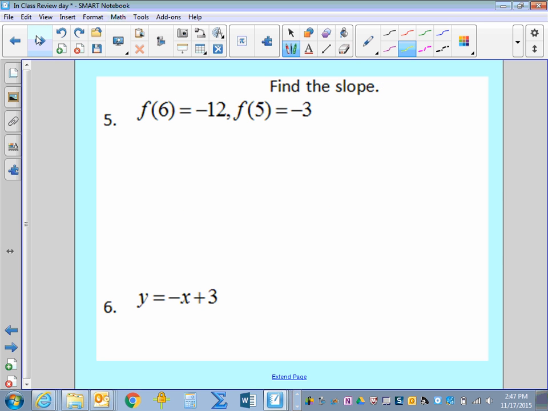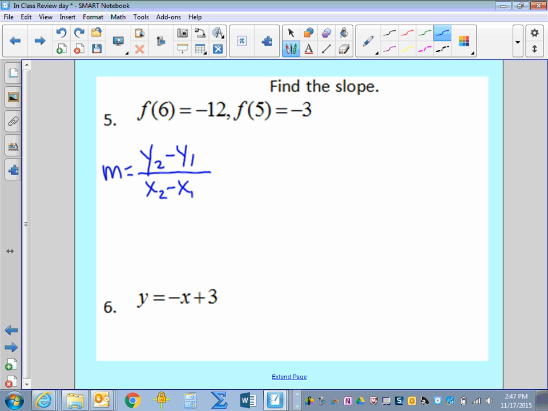Next, it says find the slope. My equation for slope is y2 minus y1 over x2 minus x1. All that means is we take my y's and subtract them, and then take my x's and subtract them.